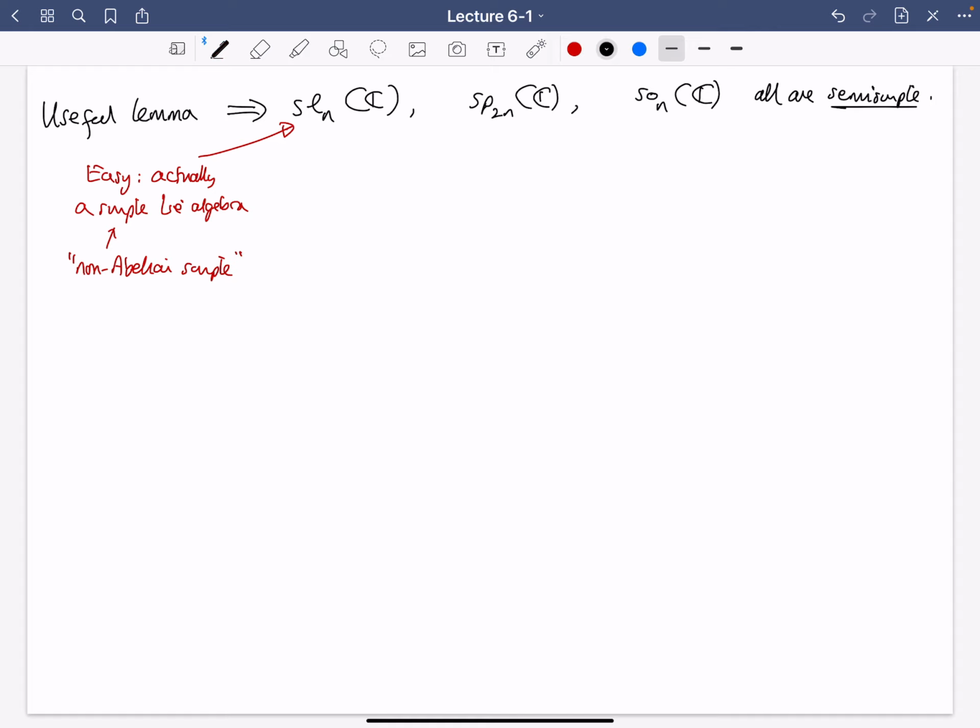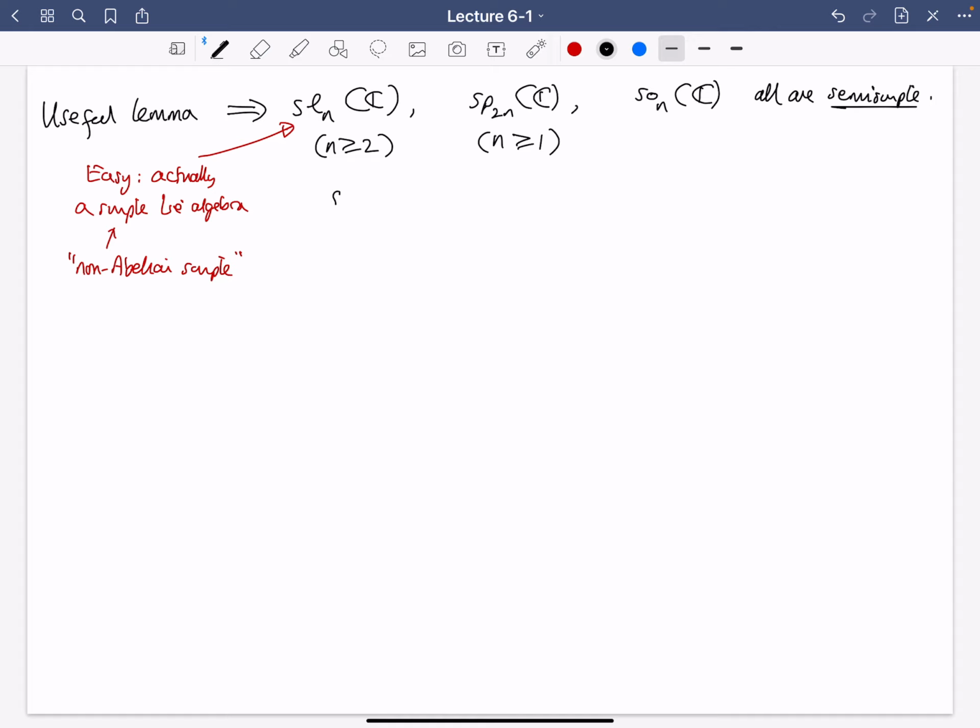Okay, so this lemma is good. It lets us prove that the symplectic and the special orthogonal, those classical Lie algebras, are semi-simple Lie algebras. We don't yet know that they're actually simple Lie algebras. Okay, so yes, these infinite families of classical Lie algebras. I guess I should write down what n is here.